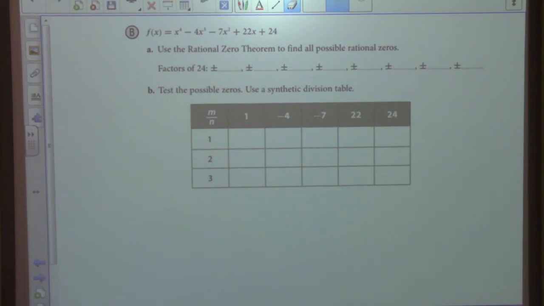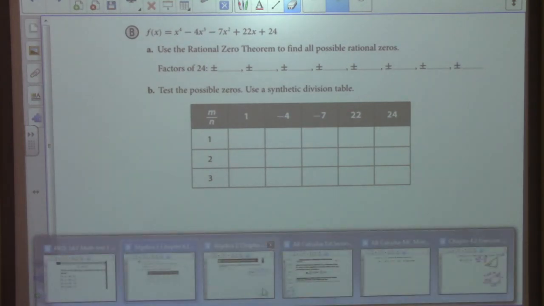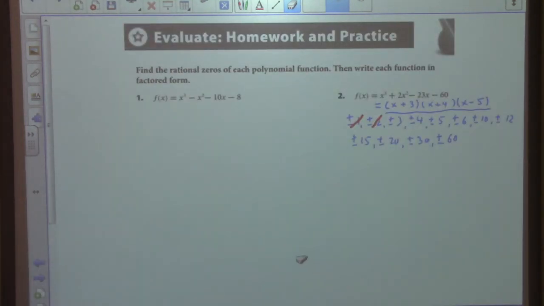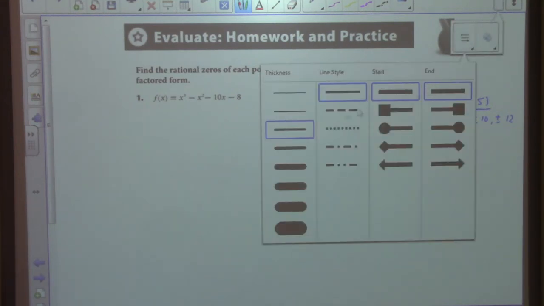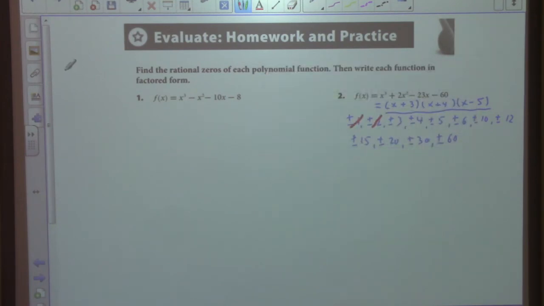Okay, let's get to this exercise set, which is right here. I'm going to get a skinny pen here. Okay, find the rational zeros of each polynomial function, then write each function in factor form. So what I'm going to do is just use problem number 1 as a worked out example. How's that? Are you okay with that?